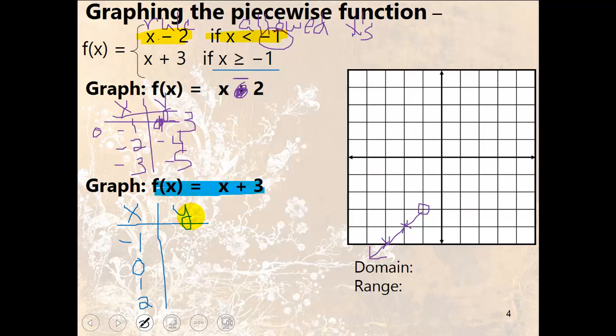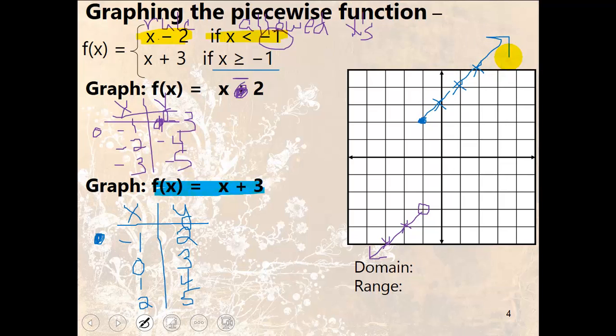And I'm going to plug those in. So if I plug in a -1, I'm going to get +2. If I plug in a 0, I get 3. And if I plug in a 1, I get a 4. And if I plug in a 2, I get 5. And I'm going to plot those points. So at -1, I'm at +2. And I'm going to close that circle in. Okay, closed circle. And then I'm at 0, 3, 1, 4, 2, 5. And then that's the line. And you just graphed a piecewise function.